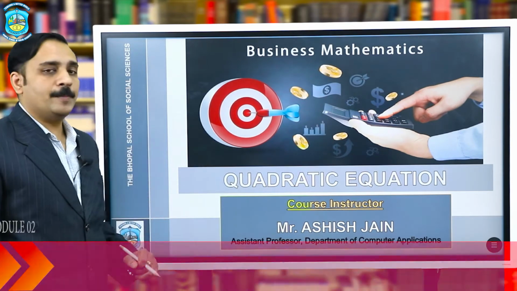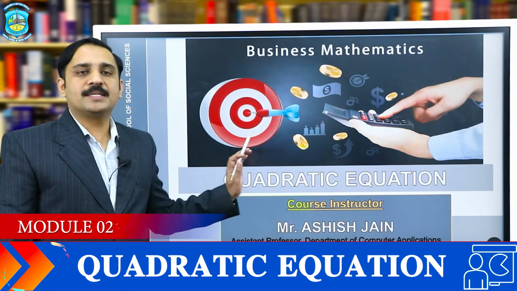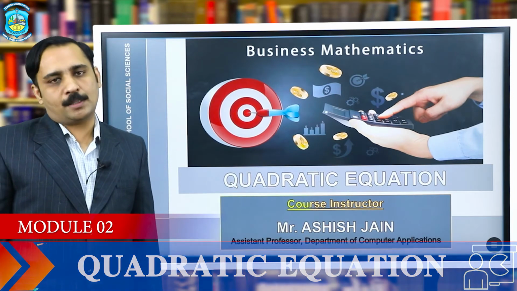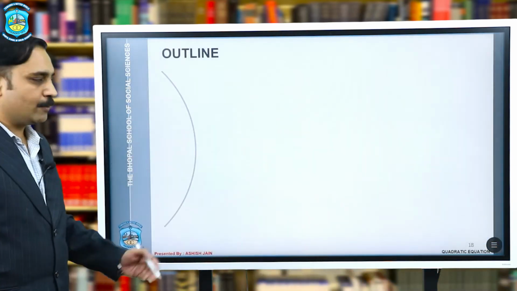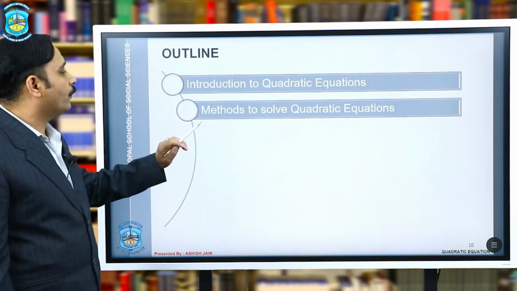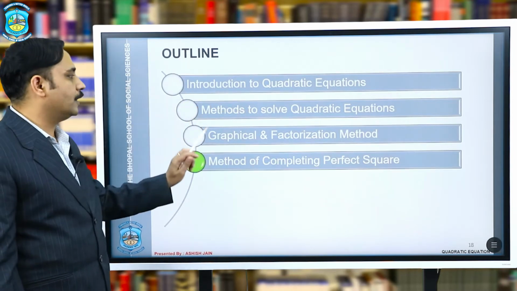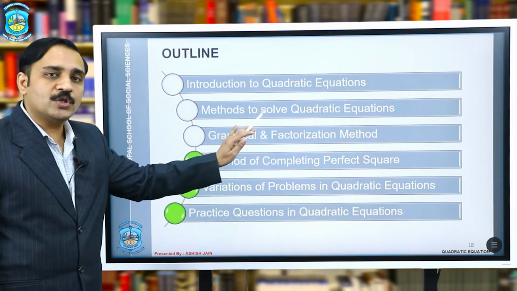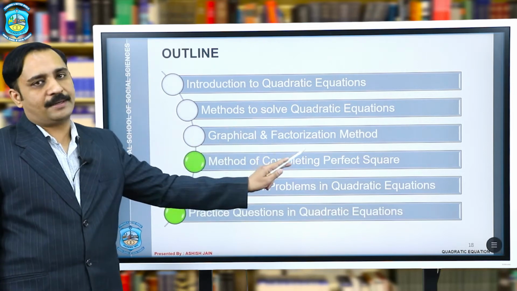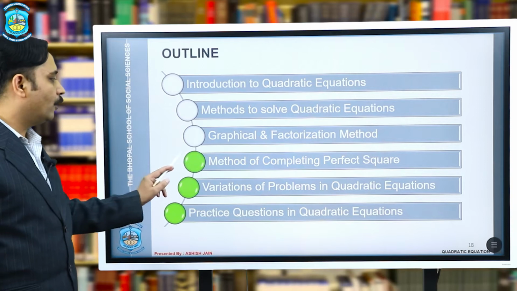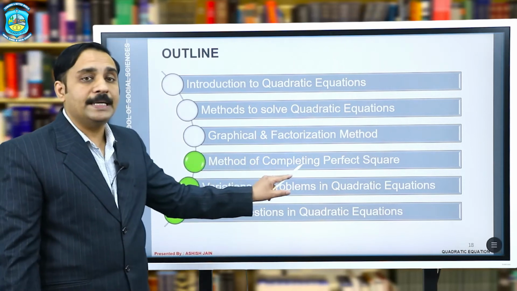In this module, we would be covering quadratic equation. This is module 2 of the topic quadratic equation. This is a brief outline of this module. In the previous module, we have covered introduction to quadratic equation and methods of solving quadratic equations, in which we have covered graphical method and factorization method. In this module, we would be looking at another method which is called completing a perfect square.